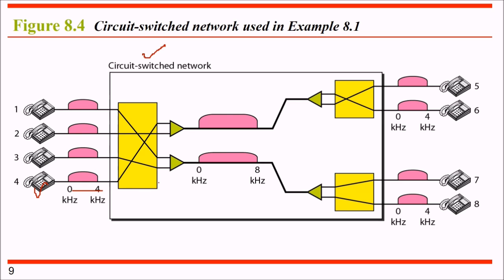These are the switches. When the communication is on, both would require how much? If there are 2 channels, it will be 2 into 4 kilohertz, that is, 8 kilohertz. And 1, as I said, is connected to 7 or 8. Again, 3 is connected to 7 or 8. Likewise, 3 and 4 are connected to 5 and 6.